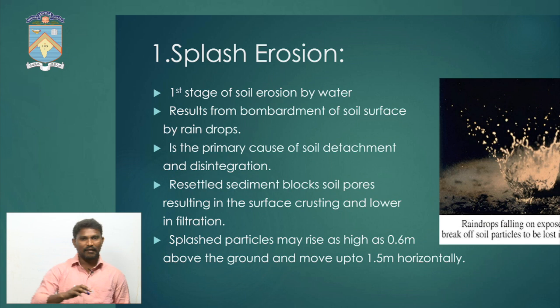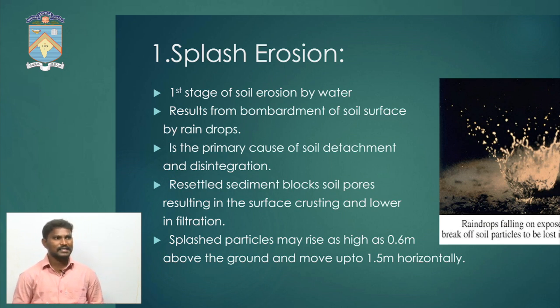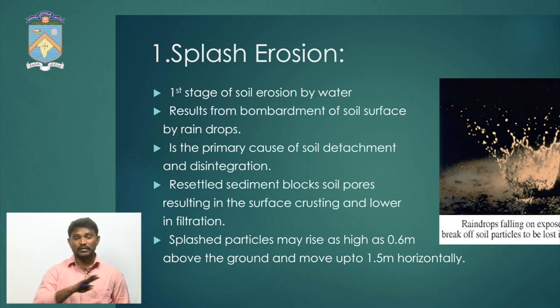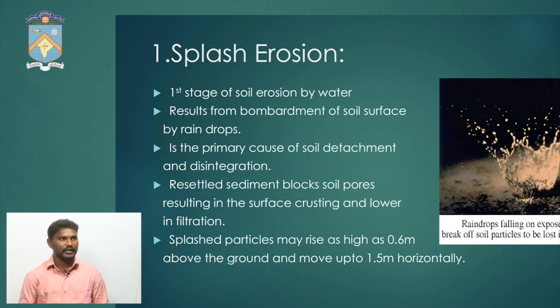and these all travel up to a distance of 1.5 meters horizontally and rise to a height of 0.6 meters to 0.75 meters, that is, 60 centimeters to 75 centimeters height. The soil particles will rise because of this raindrop action. The resettled sediment blocks soil pores resulting in surface crusting, that means the surface of earth becomes hard because of the soil particles which are eroded from one place to another, and those soil particles block the pores of soil, then it becomes a hard layer and lowers the infiltration rate.